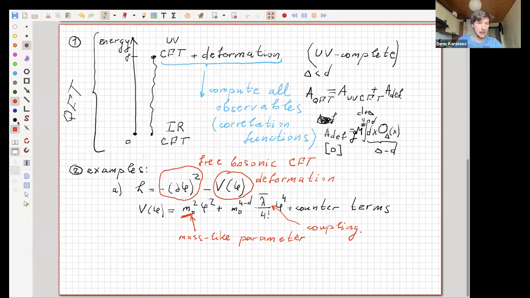Another example. Let me stress that this is a UV complete theory in D greater or equal than 2 and less than 4. What happens with phi to the 4 theory in 4 dimensions? Well, it is not UV complete anymore. So the phi to the 4 theory in 4 dimensions can be seen as an effective field theory.